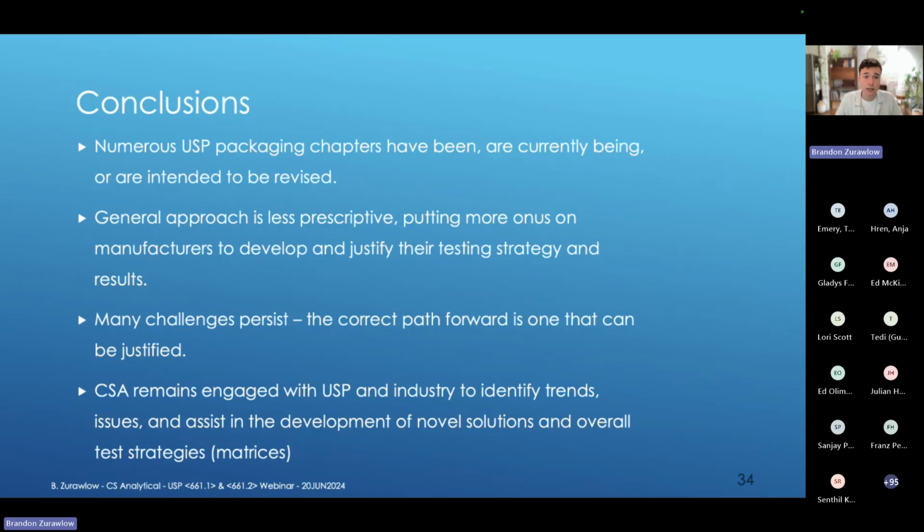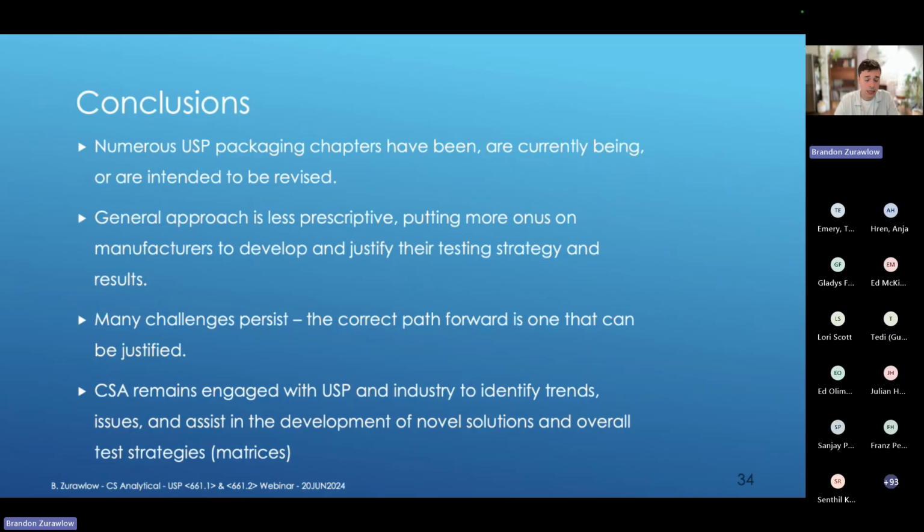In my opinion, the correct path forward is one that can be justified. And CSA remains engaged with the USP and industry to identify trends, identify issues, some of those that we just discussed today, and assist in the development of novel solutions and overall test strategies.